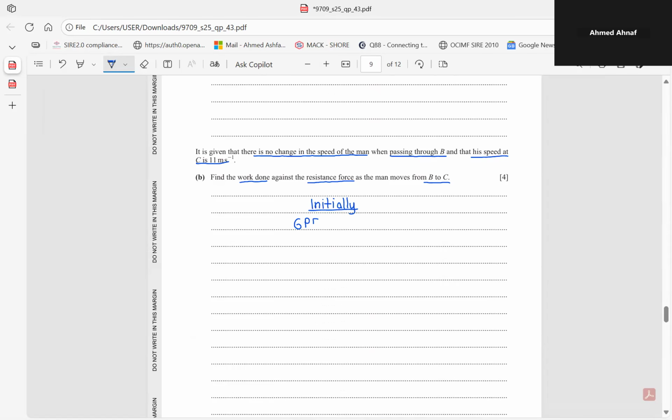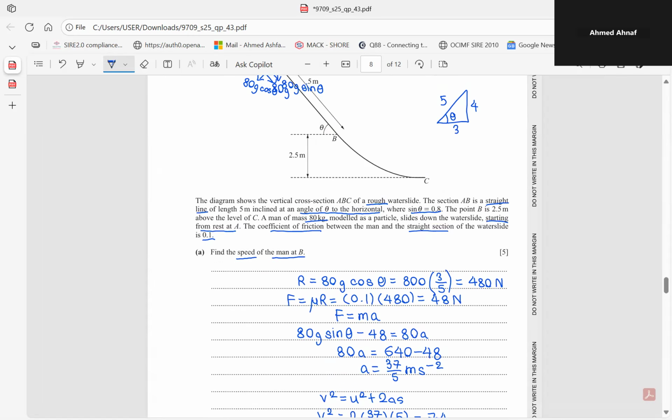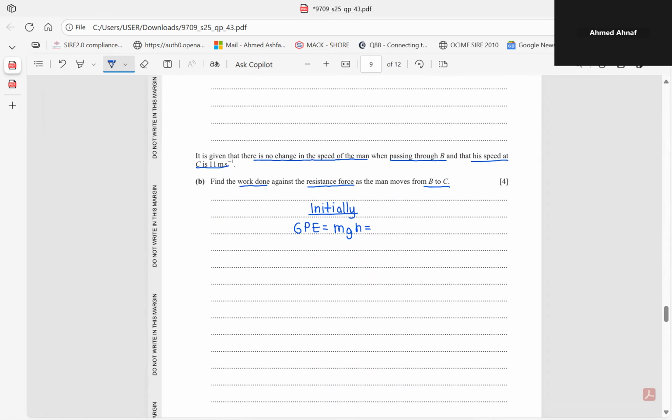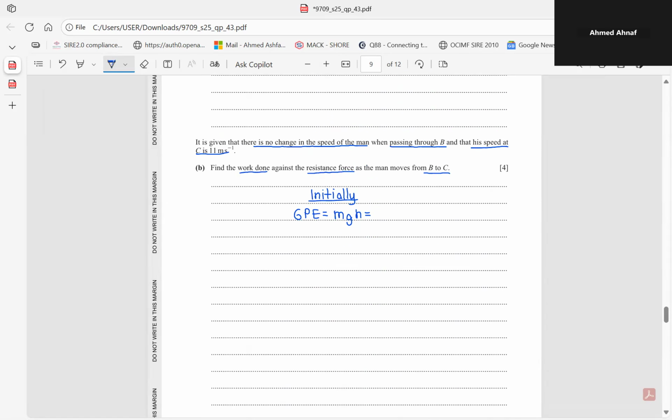The GPE is going to be relative to C, so 2.5 is the height. So mgh: m is 80, g is 10, and h is 2.5. So 800 times 2.5, you'll get 2000 joules. Now KE, this would just be half mv squared. m is 80, and then v squared is the initial speed squared, which is 74.